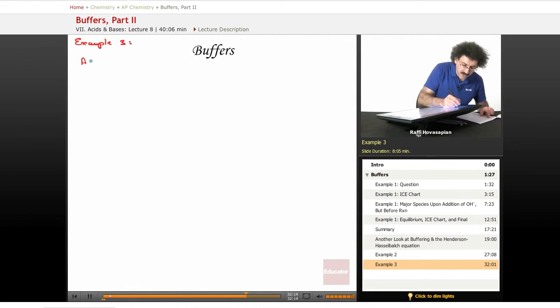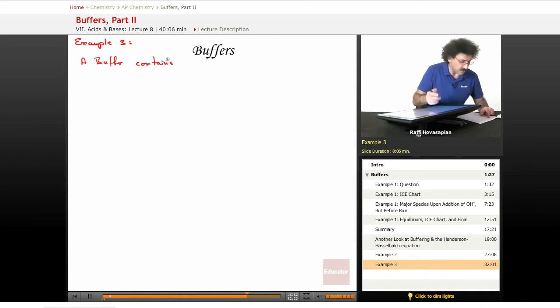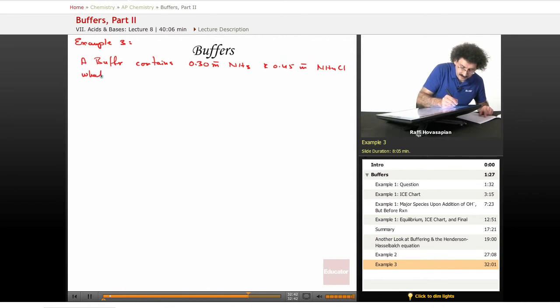Okay. A buffer solution contains... So when we say buffer, we mean a buffer solution. A buffer contains 0.30 molar ammonia, NH3, and 0.45 molar NH4Cl, ammonium chloride. What is the pH? And the Kb for ammonia is 1.8 times 10 to the negative 5.